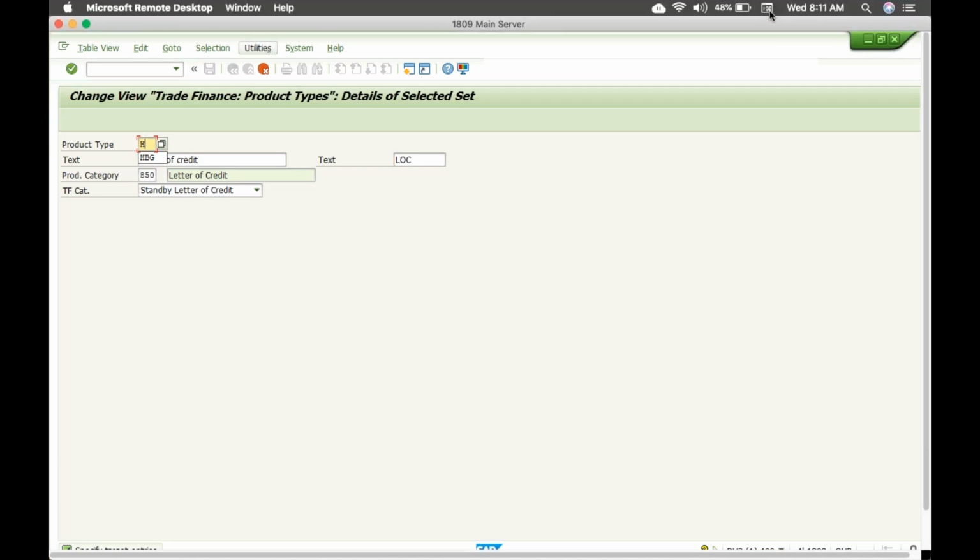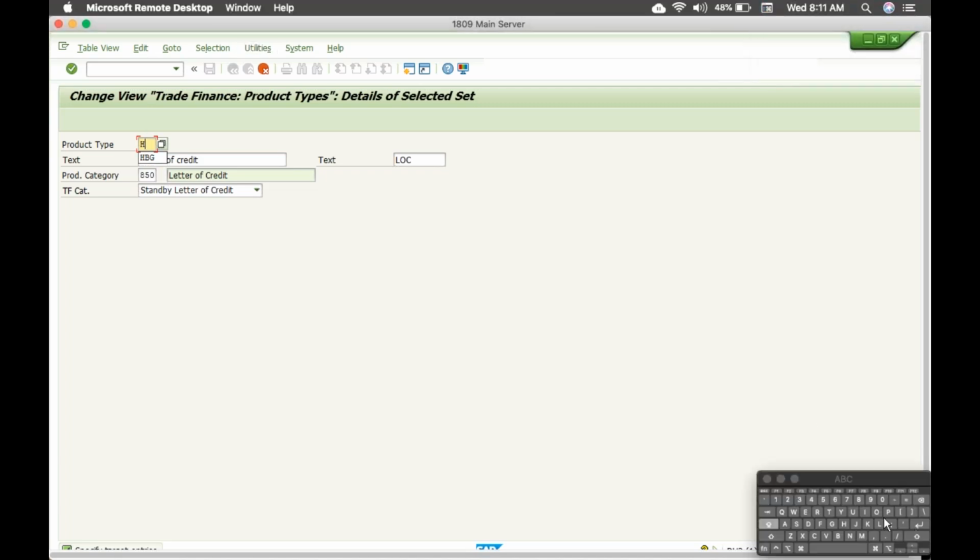HLC, letter of credit, product category is letter of credit. But here there are two things. Letter of credit, standby letter of credit. So letter of credit means in most of the cases we don't use this. Why? Because letter of credit means if you create any LC and directly submit to the vendor without any bank guarantor, in that case we are going to take as letter of credit.